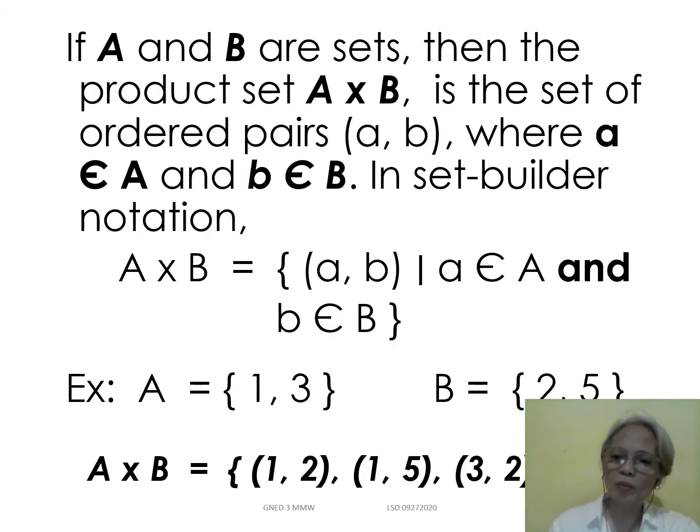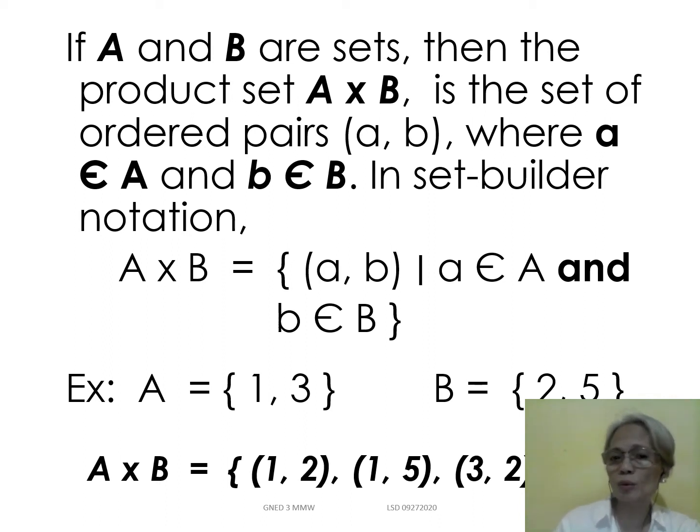Now, if A and B are sets, and we are asked to find the product set or the cross product of sets A cross B, then that is just the set which contains all the ordered pairs (a, b), where a is an element of A and b is an element of B. In set builder notation, we denote it this way. So A cross B is the ordered pair.